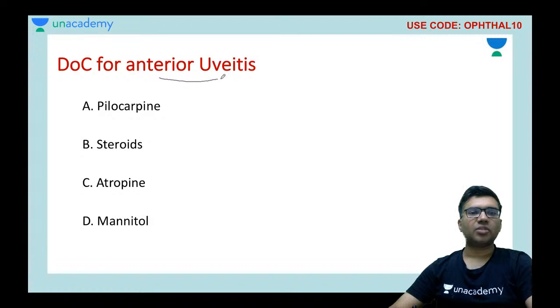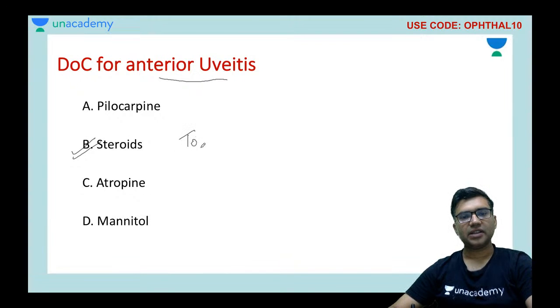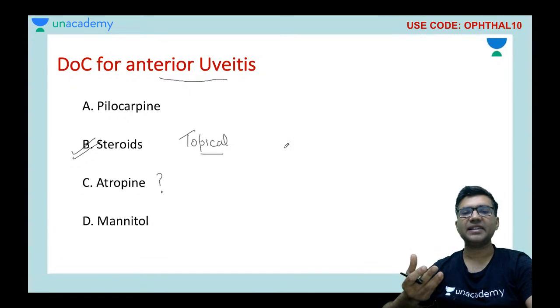So whenever they talk about anterior uveitis, the drug of choice is always steroids. Okay, so the topical steroids. Now do not get confused. Sometimes students ask me, sir, why is it not atropine? So atropine is not there. The reason is that atropine is basically an adjunct.